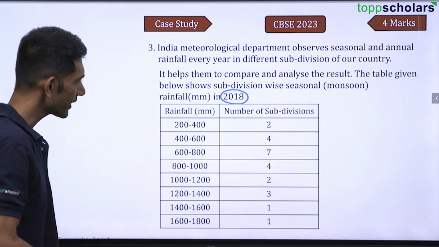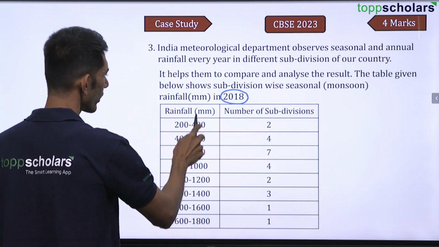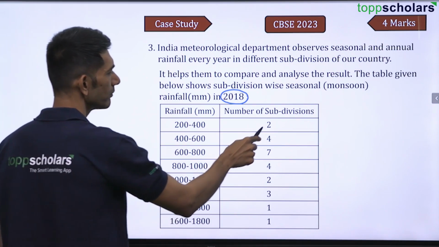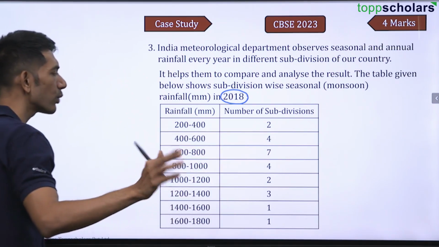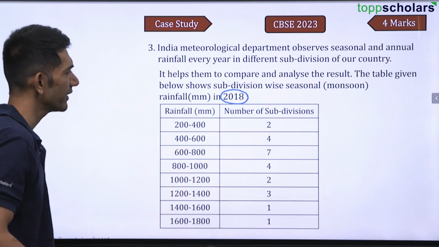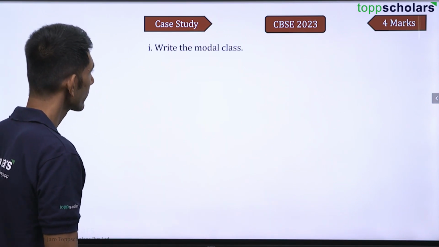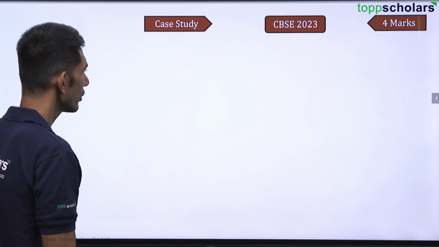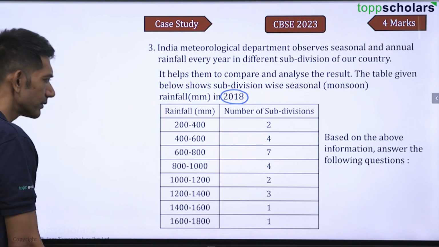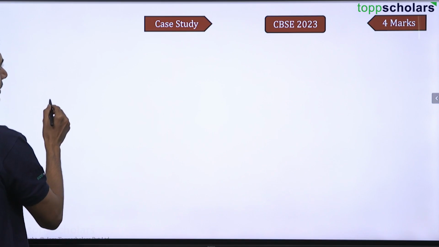What is more important for us is this data, right? The rainfall was recorded depending on the subdivisions. So it was 200 to 400 mm, 400 to 600, 600 to 800, up to 1800. In 2 subdivisions, it was recorded between 200 to 400. In 4 subdivisions, it was 400 to 600 and so on. Okay, so this data is given. Now let us see what questions they're asking us. The first question is, write the modal class. To find out the modal class, this is very simple, isn't it? All I need is the highest frequency. So can I say here, the highest frequency is 7?